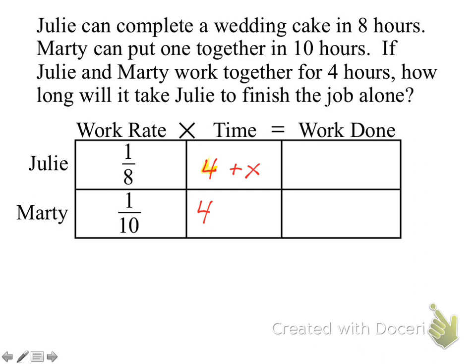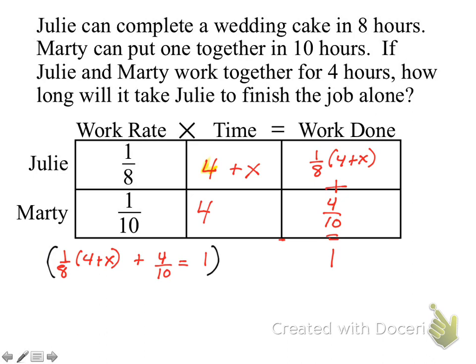So what would I show? 4 plus x. Multiply it across. So I get 1/8 times 4 plus x. And this becomes 4/10. This plus this equals one complete job. So it's 1/8 times 4 plus x plus 4/10 equals one. Now, what do you want to multiply it by to clear it? 40x. Yes? How come you didn't do 4 plus x for me?